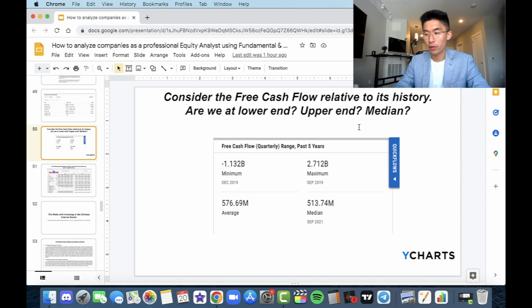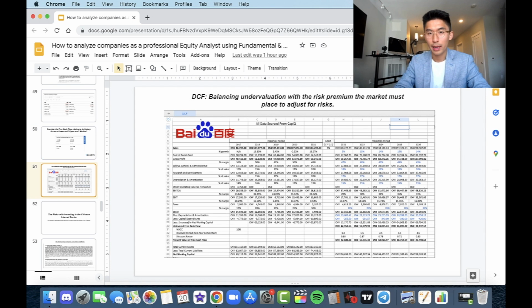Now, one of the cool things that I want to show you here is a DCF model that my analyst team helped me to create for Baidu. And as you can see here, there is a lot of data pulled from the financial statements in order to come to a conclusion of what the shares should actually be worth depending on your opinion of the discount rate. Now, the conclusion is that from the DCF model, Baidu is undervalued. However, we also need to assess the risk premiums that the market is giving the company to adjust for the risks.